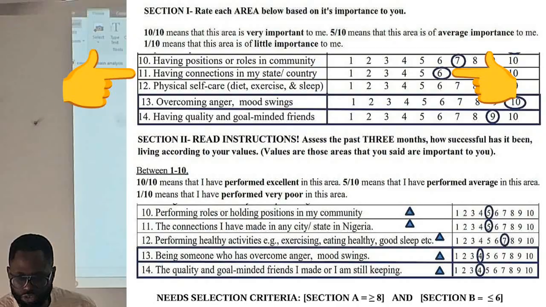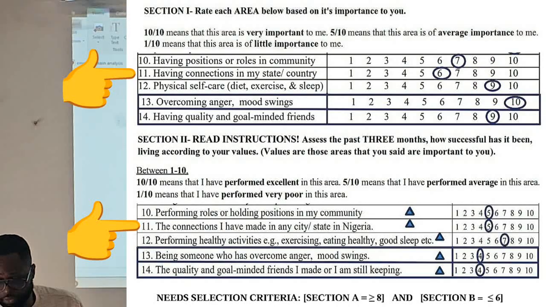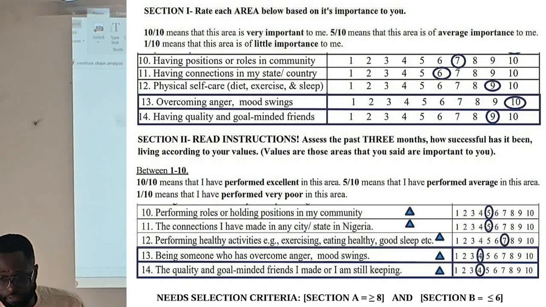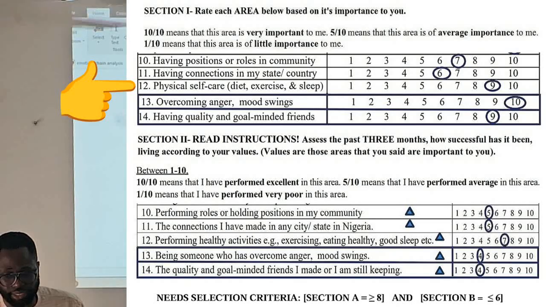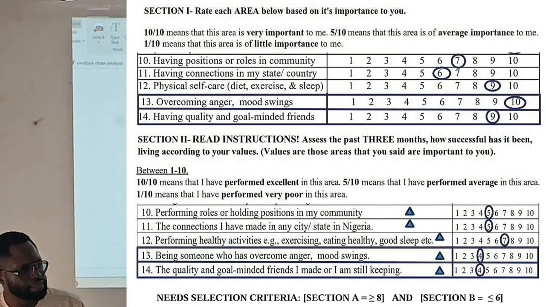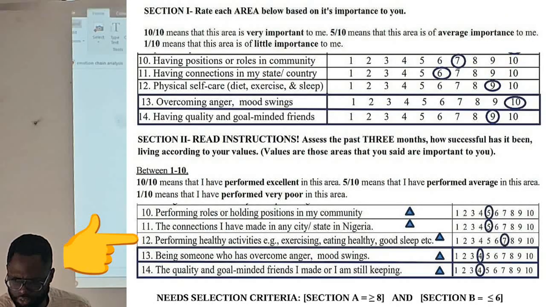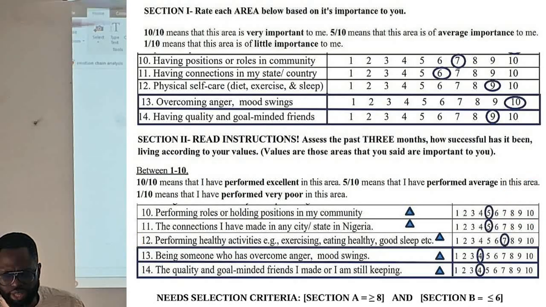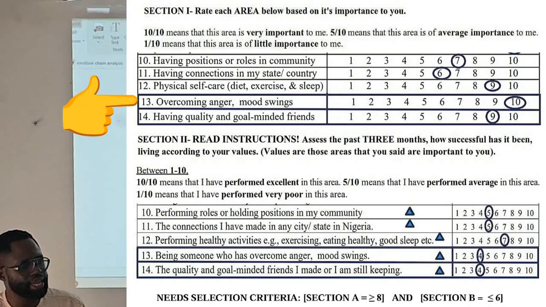So how well have I been doing in the last 3 months? He put 5. Area 12, physical care, diet, exercise, and sleep. It is very important to him. Okay, in the last 3 months, how well have you been doing? And he now put what? 7. Area 13, overcoming anger and mood swings.